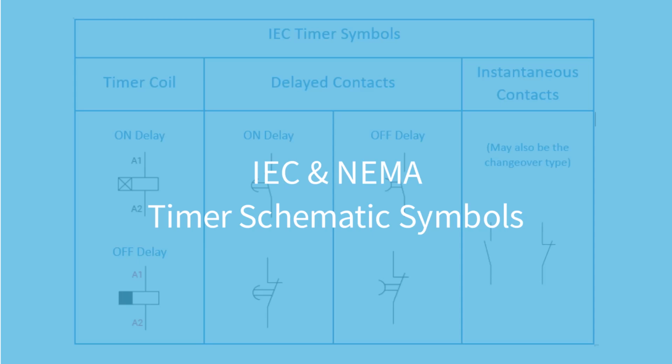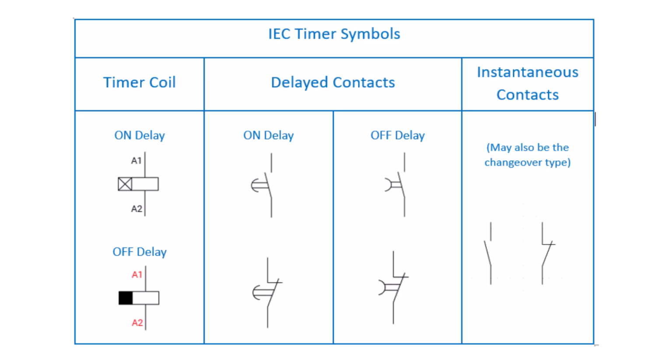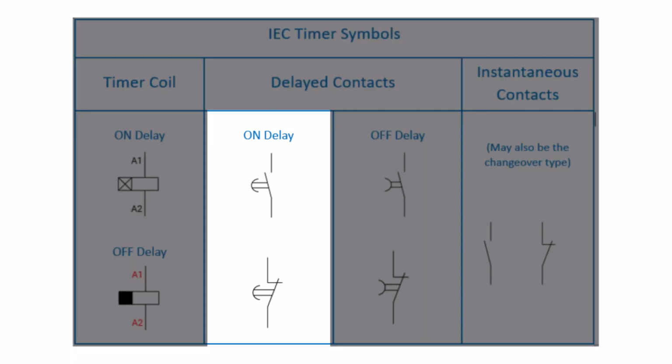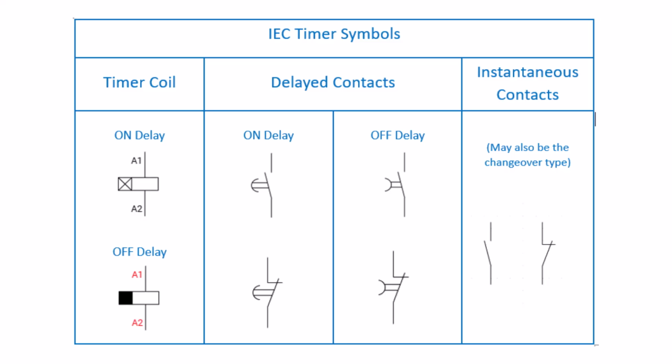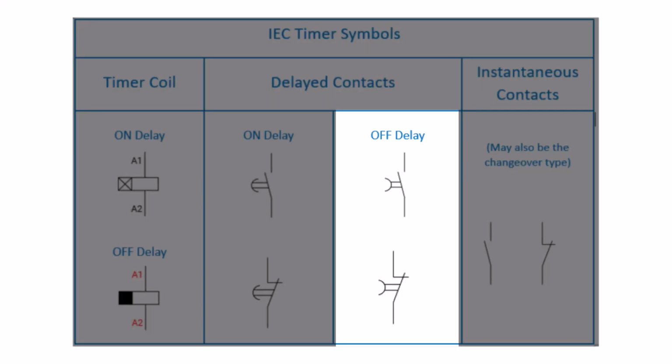IEC and NEMA timer schematic symbols. Shown is the latest version of IEC symbols for the on delay and off delay timers. The on delay contact symbol is intuitive. The contact changes state after the delay time has elapsed. The off delay is less intuitive.